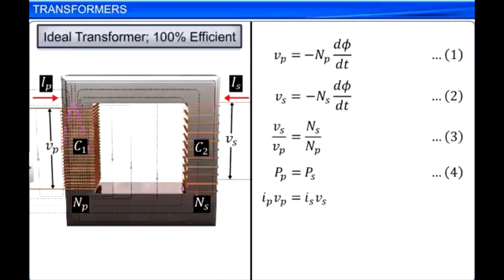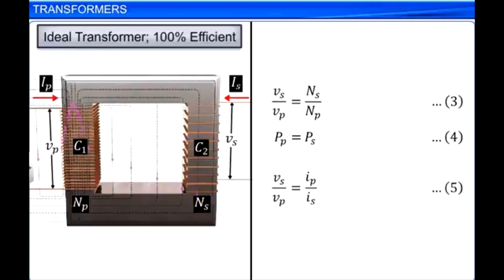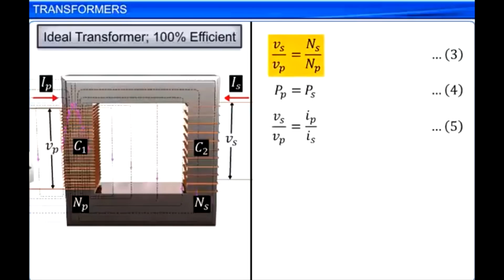From equations 3 and 5, we get VS/VP = IP/IS = NS/NP. Let this be equation 6. This shows that the current in the coils is inversely proportional to the number of turns in the coil. Since I and V both oscillate with the same frequency as the AC source, equation 6 also gives the ratio of the amplitudes or RMS values of the corresponding quantities.